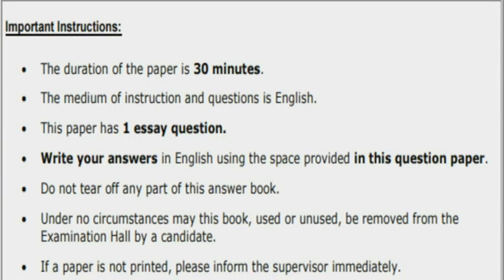That's why I told you, you should not write on any other paper, either given to you or that you bring from home. Any unauthorized material is not allowed. So it's just this answer book that you have to write your essay in. Under no circumstances may this book, used or unused, be removed from the examination hall by a candidate. It's a usual examination instruction. If a paper is not printed, please inform the supervisor immediately.